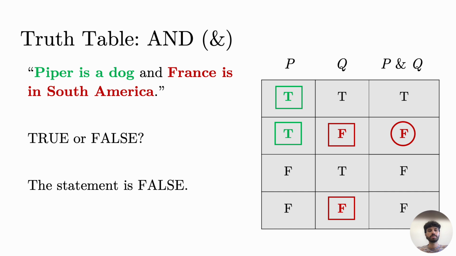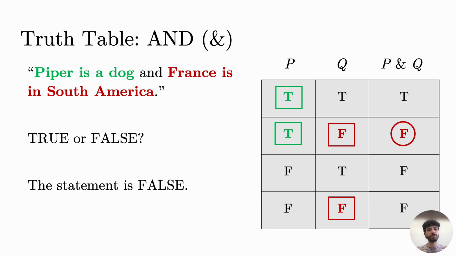Now, suppose that Piper is actually not this dog that I've been showing you pictures of, but is actually the name of my cat. In that case, what do you think will happen to the truth table? I'll leave that to you as an exercise, but I'll tell you that the complex statement is false. But why is it false?